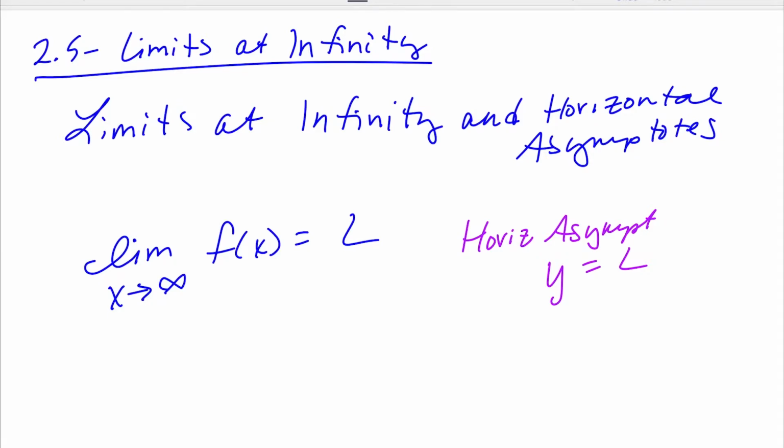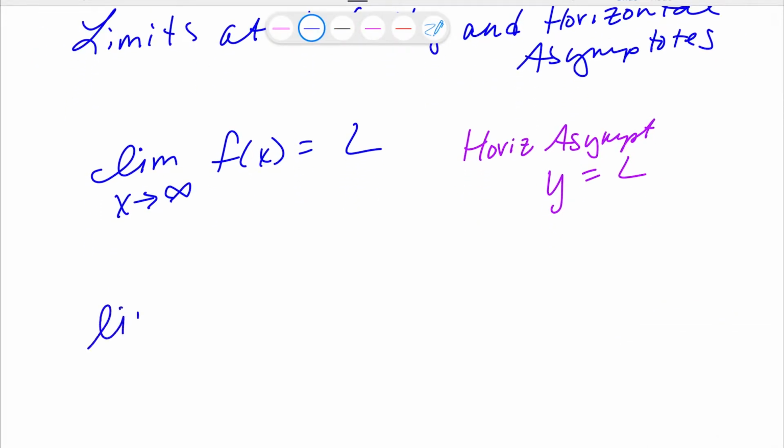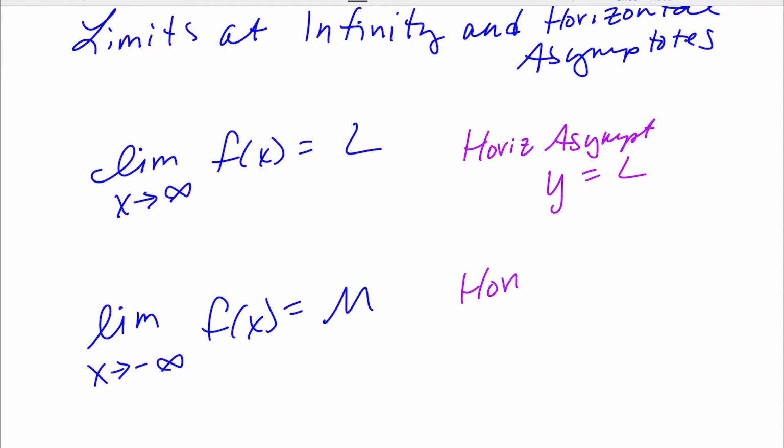By that same rationale, what if I go in the other direction? I can also have the limit as x approaches negative infinity of my function, and that's equal to M. You can also have a horizontal asymptote at y is equal to M. All right. So you can have two different asymptotes going to the right as I go to infinity and going to the left as it approaches negative infinity. I can have different asymptotes.